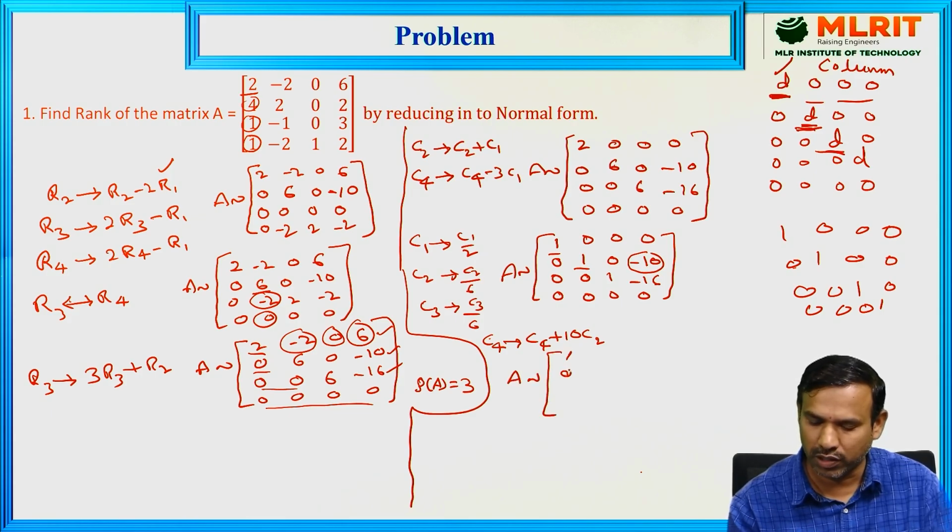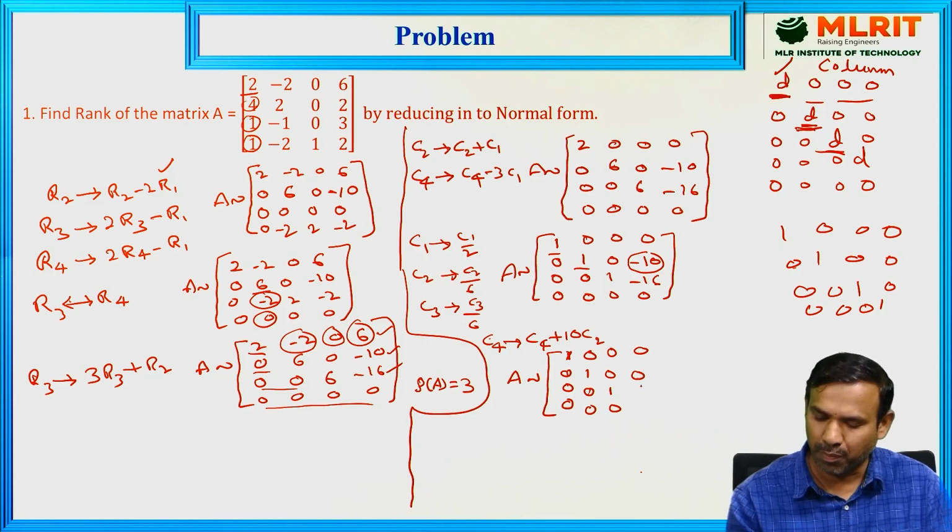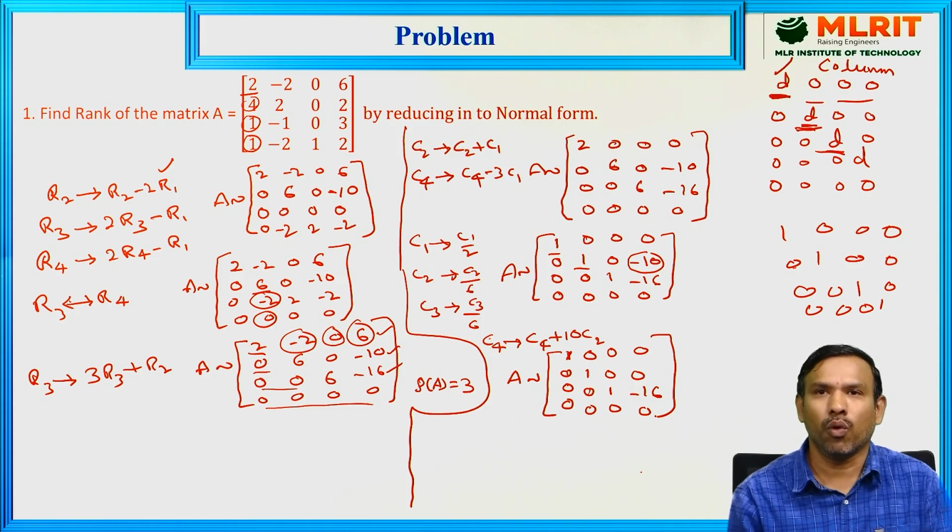so first column no change. Second column no change. Third column no change. Fourth column C4 plus 10 C2: 0 plus 0, 0. Minus 10 plus 10, 0. Minus 16 plus 0, minus 16 and 0. Right? Now only one element is there in the column. That is the way to make it 0.